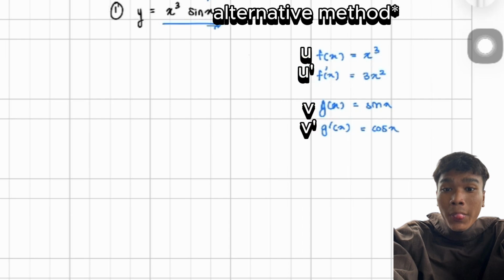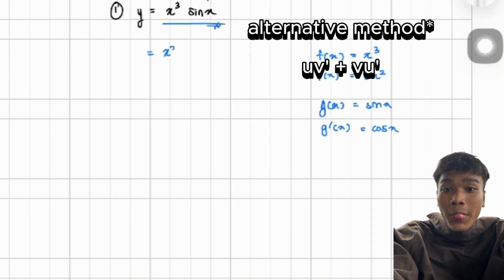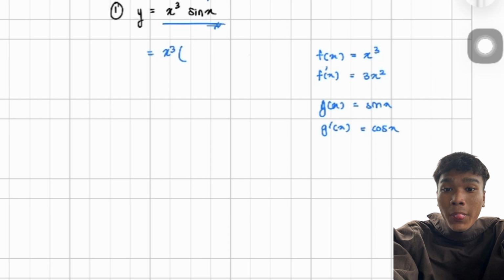So we apply the formula, and it will be like this: f(x) multiplied by the derivative of g(x), cos x, plus the derivative of f(x), 3x to the power of 2, multiplied by g(x), sin x. So we get x cubed cos x plus 3x squared sin x.